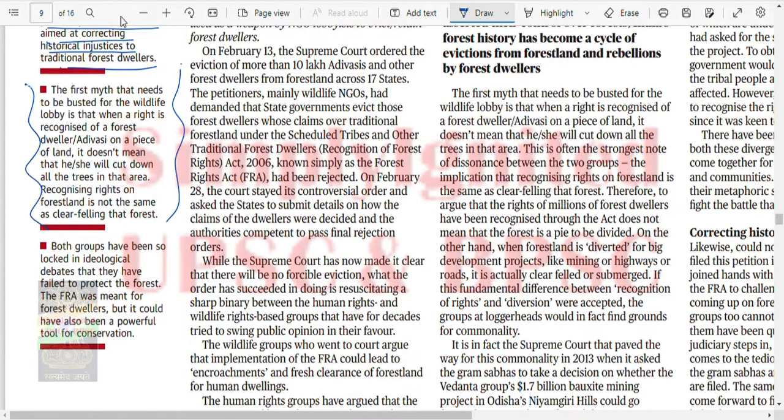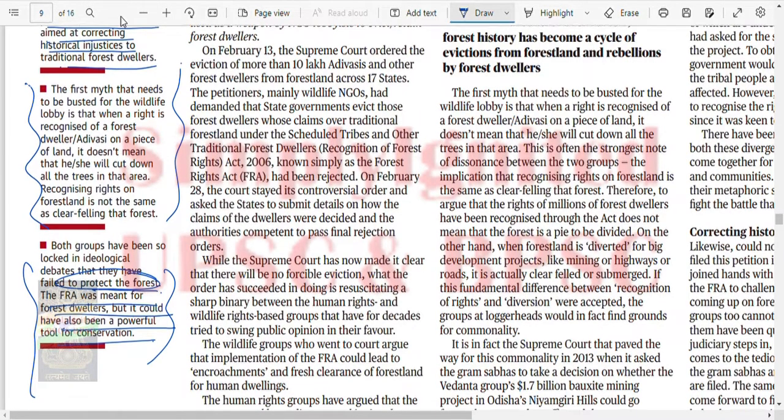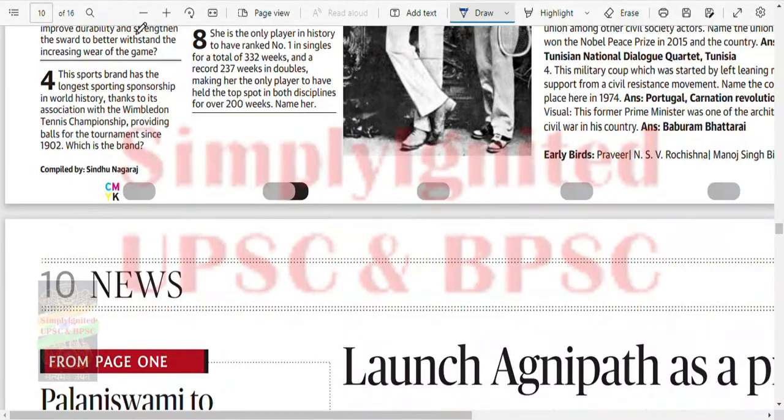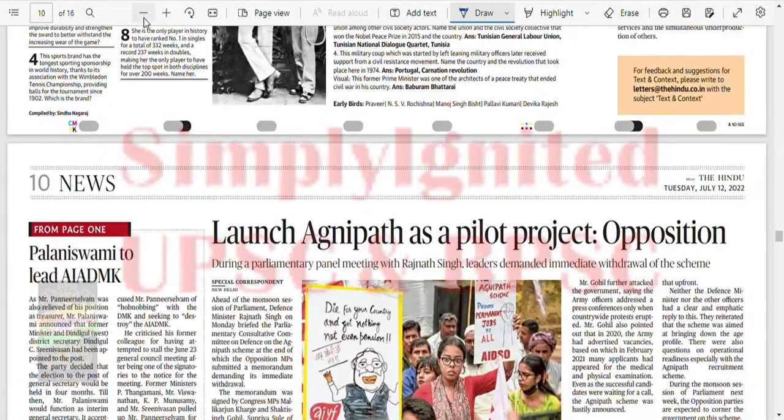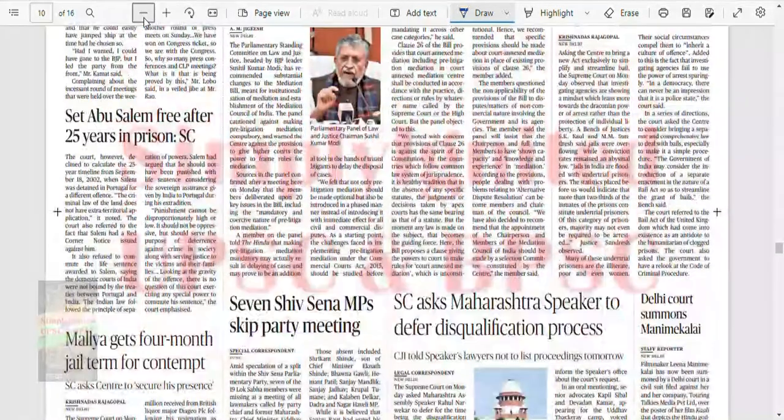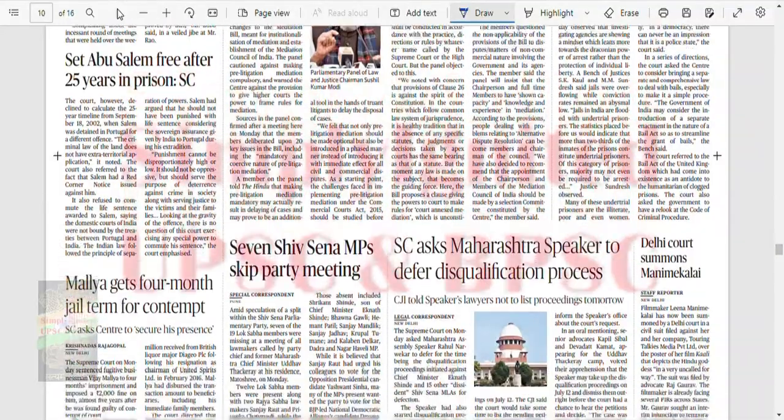Yes, this is the correct point. Both groups have been so locked in ideological debate that they have failed to protect the forest. The FRA was meant for forest dwellers, but it could have been a powerful tool of conservation. Okay, it is an important article. Give it a read, you will understand. If you don't understand, give me a comment. I'll try to explain to you. Okay, let's see the next news.